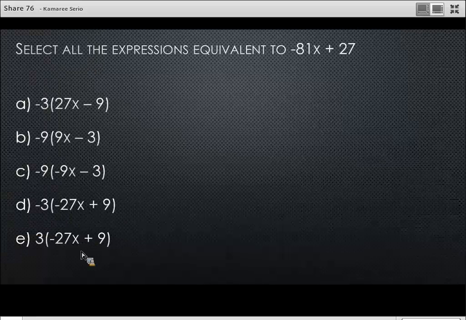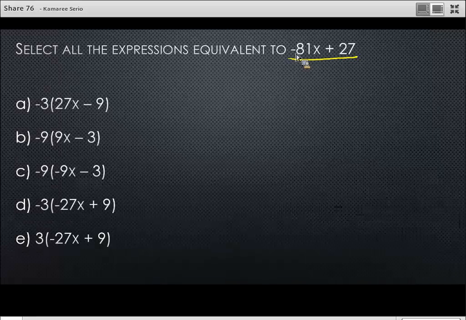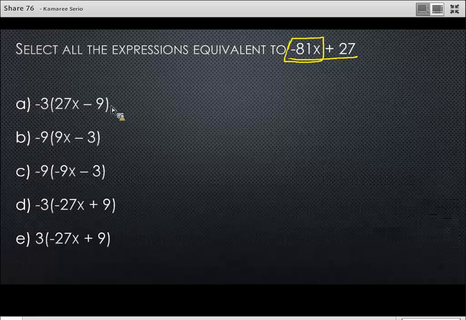So now it doesn't tell us how many we're picking, but it just says select all the expressions equivalent to this. So a really quick way of checking this, guys, is honestly just looking for the negatives, right? I need to have a negative 81 here. So if I have negative 3 and 27, that's negative 81.